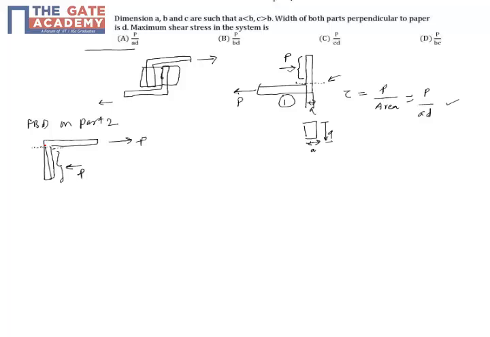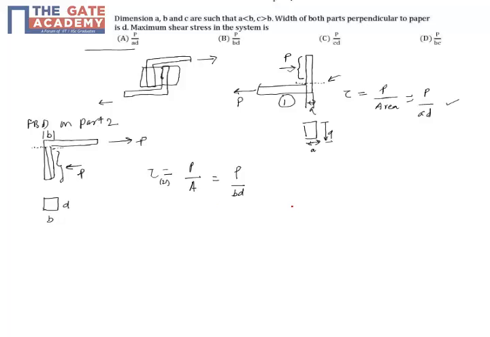If I take a section here, the shear stress at section 2 will be P, the load, divided by the area. So we need to find the width of this. This width is given as B. If I plot only that section, this will be the width B and this will be the depth D. So BD is the area. Out of these two, the maximum one will be the answer. That is what is asked.